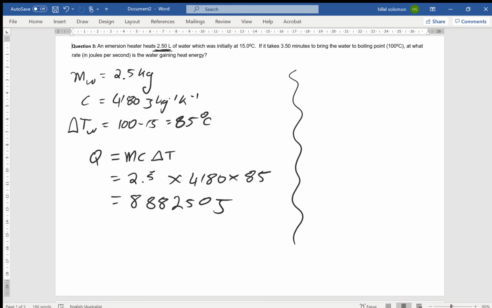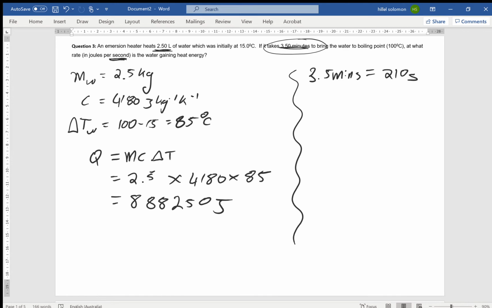For step 2, we are asked to work out the rate at which the water is gaining energy, so joules per second, if it takes 3.5 minutes. Now, if we are asked to find joules per second, but the time is given to us in minutes, then we first need to convert that time into seconds. So 3.5 minutes, there's 60 seconds in a minute. So if I do 3.5 times 60, I should get 210 seconds.